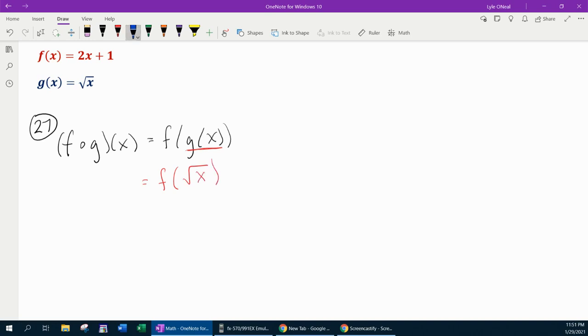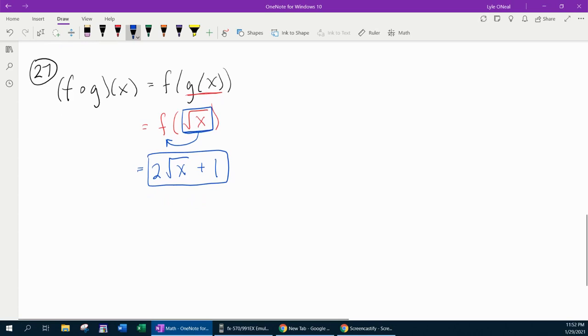And then we're going to take this stuff and stuff it into f of x. Everywhere there's an x, we're going to replace it with square root of x. And that's going to be 2 square root of x plus 1. Again, if you see what happened, the x gets replaced with square root of x. And that's done. That is the composition.